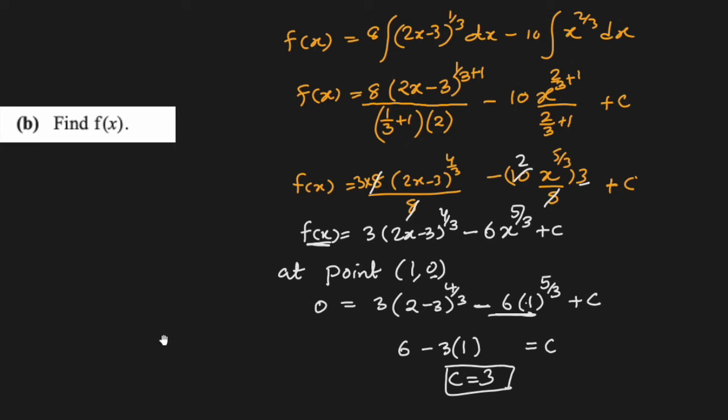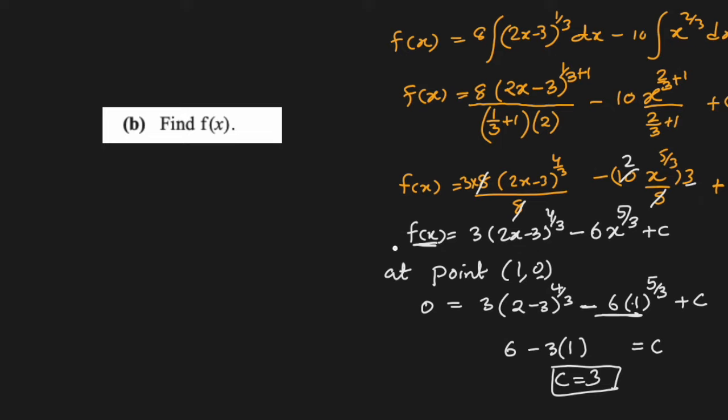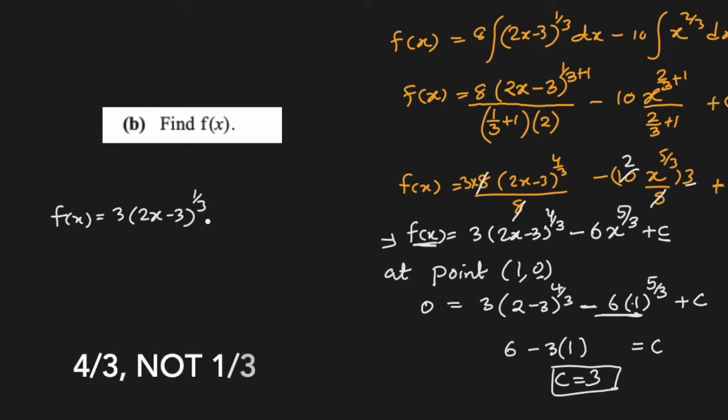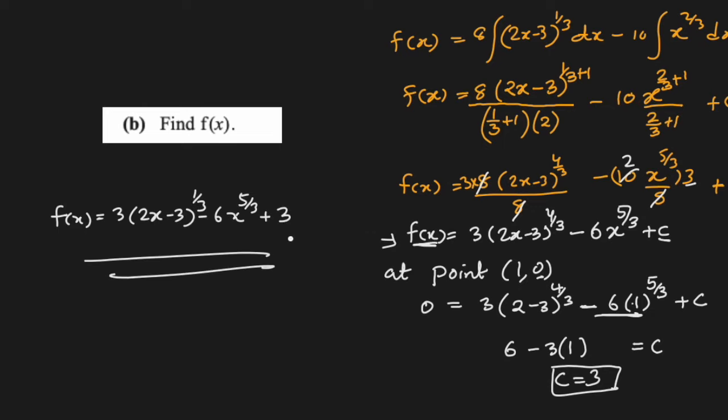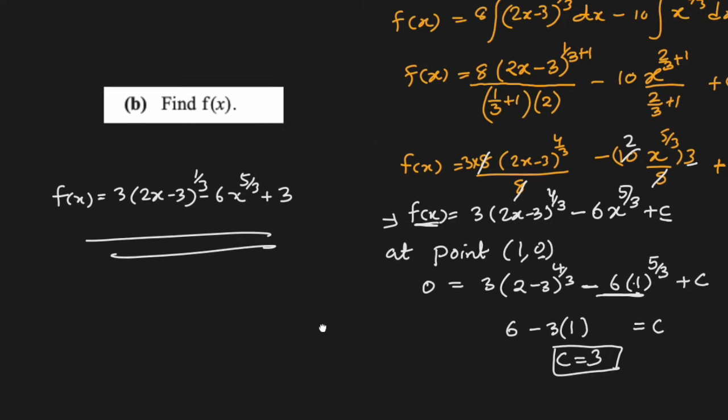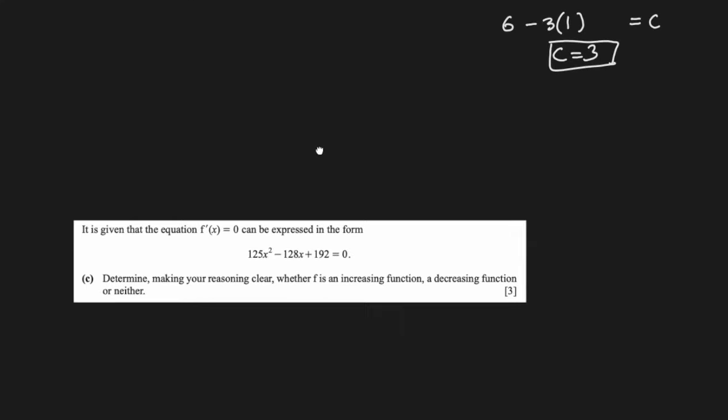So the final equation which they were asking, this is the equation, and I'll substitute c equal to 3. That becomes f(x) equal to 3 times (2x minus 3) to the power 1/3 minus 6x to the power 5/3 plus 3. This is the equation of f(x). Let's see if there is a c part here. The c part is also there.